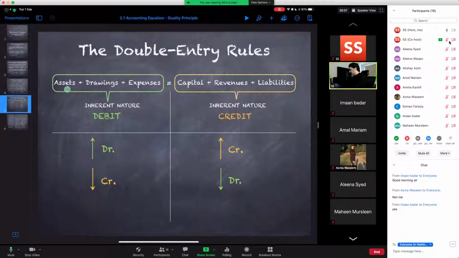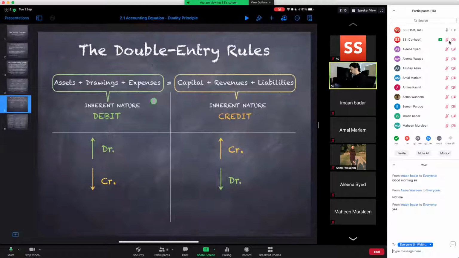So now we know that assets, drawings, and expenses, since they exist on the left hand side of the accounting equation, are supposed to have a default inherent nature of being debit. And capital, revenues, and liabilities, they exist on the right hand side of the accounting equation, and that is how we symbolize them as carrying an inherent nature of being a credit balance. And then we derived further mathematical rules. We call them the double entry rules.